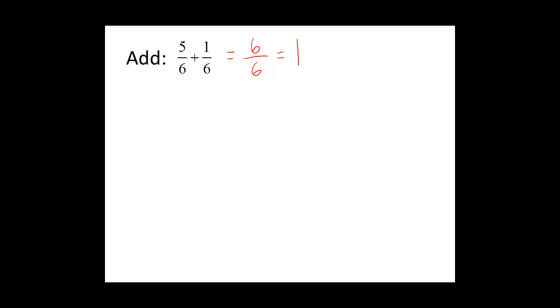So this is like a candy bar that to make a whole, we get 6 pieces. So we found one candy bar that had 5 pieces out of 6, and another candy bar that had 1 piece out of 6. We put those partial candy bars together and we were able to make one whole candy bar.